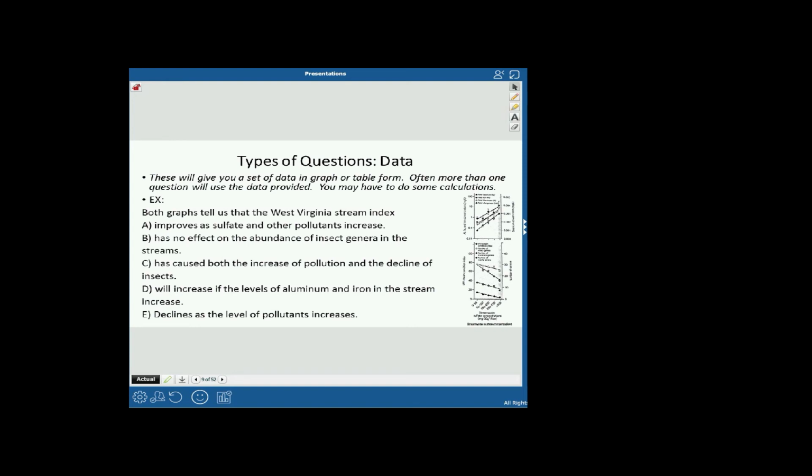So this one says both graphs tell us the West Virginia stream index. I can't even read this graph. It's just an example. And this would be like a question that would go with this graph. So that's why I didn't put the answer, because I can't even hardly read it. It's small. I just wanted to kind of show you what it would look like.